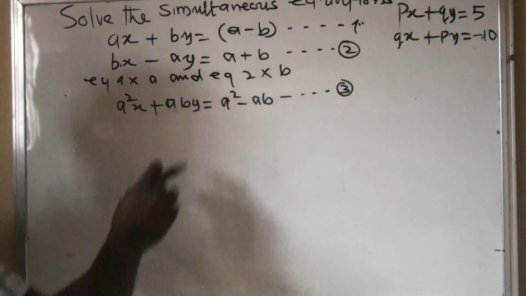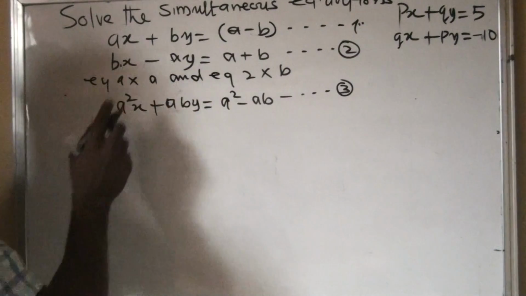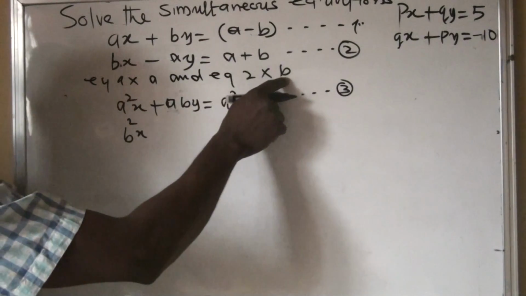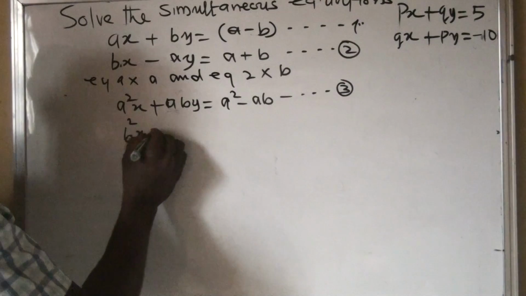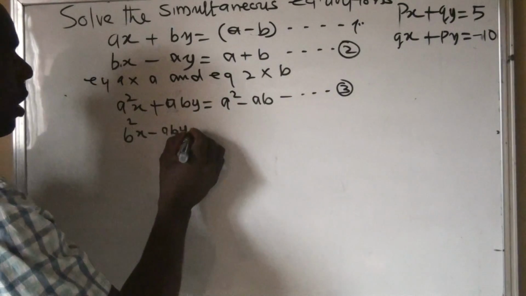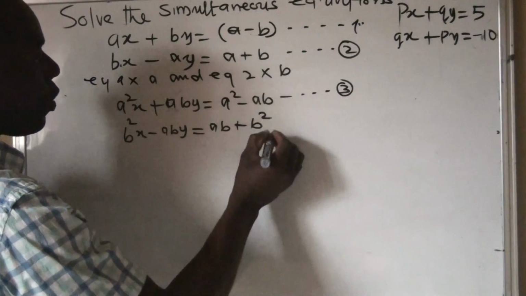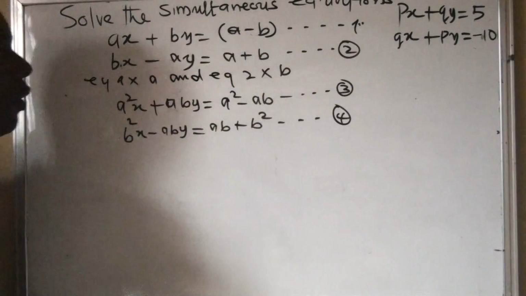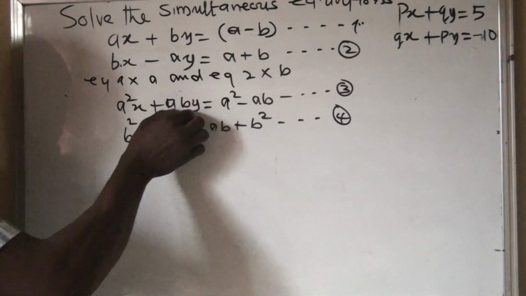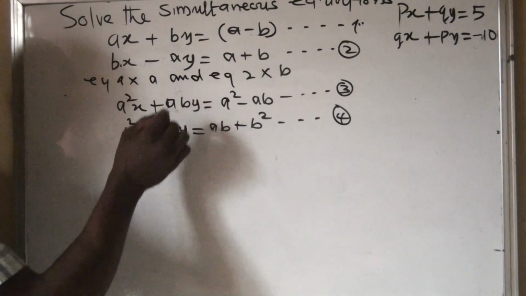Now we take equation 2 times b, we multiply equation 2 by b. So here b times bx will give us b square x, b times ay will give us minus aby, and here b times a on the right hand side will be ab plus b square. This becomes equation 4. Now we have been able to make the coefficient of y in both equation 3 and 4 the same. The coefficient is ab.